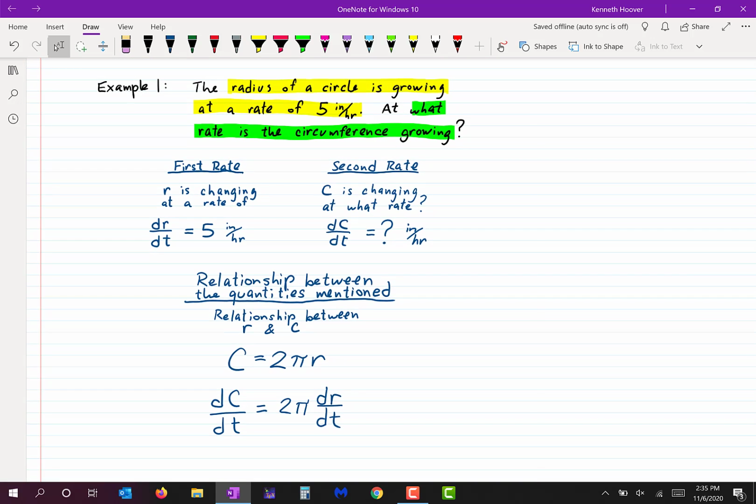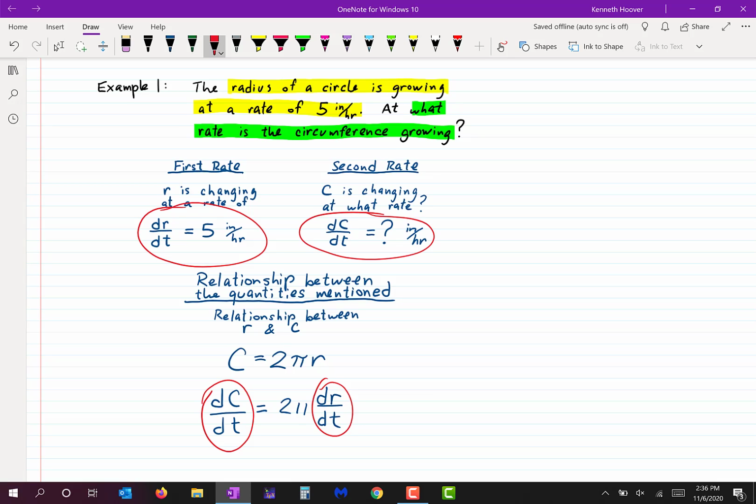Well, we plug in the information they gave us. Look at this. Do I know how big 2 is? Yes, 2 is 2. Do I know how big pi is? Yes. Do I know how big dr dt is? Yes. Because why? Because they told me it's right here. Do I know how big dc dt is? No, but that's what they asked me for.